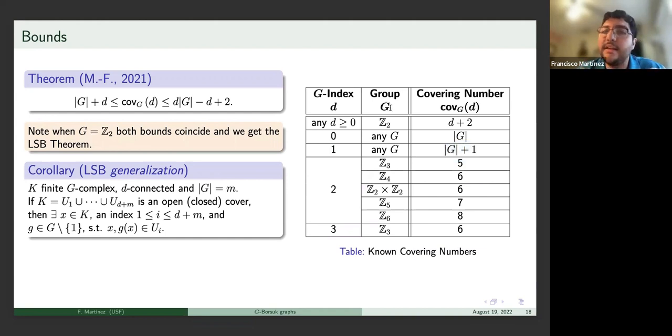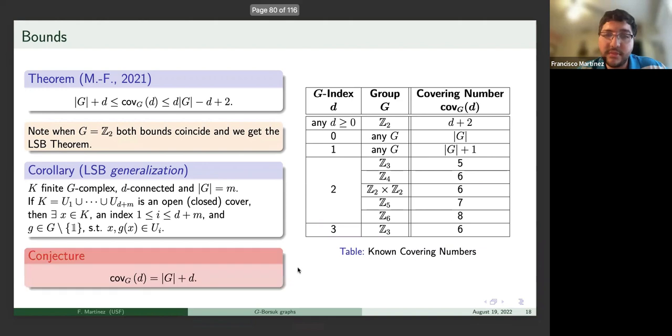And for these small groups, C3, C4, etc., in dimensions 2 and 3, we already had a lower bound. So what we did is that we found upper bounds that matched that lower bound, and that gave us the exact numbers for those. So in dimensions 0, 1, for any group G, the lower bound is the correct chromatic number. For C2, the lower bound is the correct chromatic number. And for these small examples, the lower bound is the correct chromatic number. So we conjecture that this lower bound is actually the correct covering G number for any space.